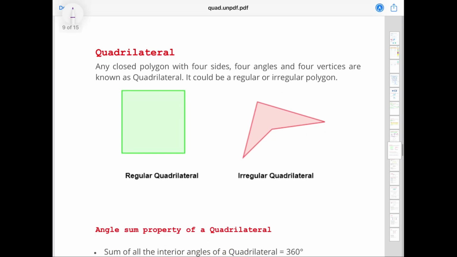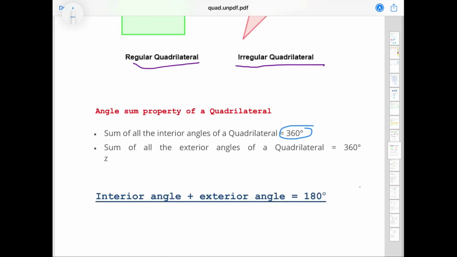The next topic is quadrilateral. Any closed polygon with 4 sides, 4 angles and 4 vertices is known as a quadrilateral. Now it can be regular or irregular. Regular and irregular I've told already. If all the sides are equal, it is regular. If all the sides are not equal, then it is an irregular quadrilateral. The sum of the interior angles of a quadrilateral is 360. The sum of the exterior angles is also 360 degrees.